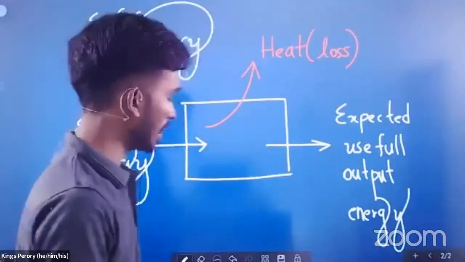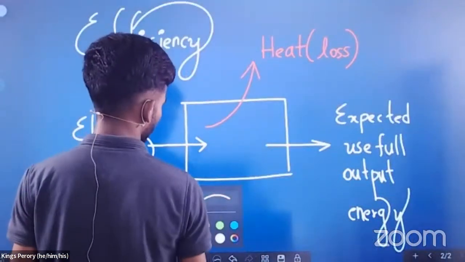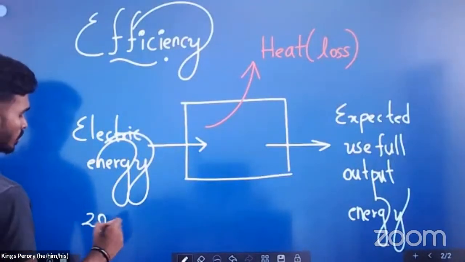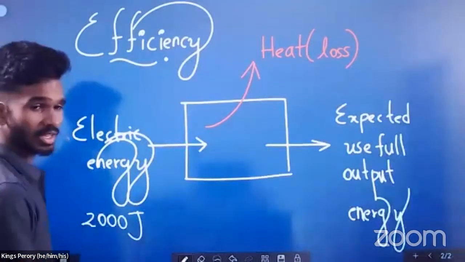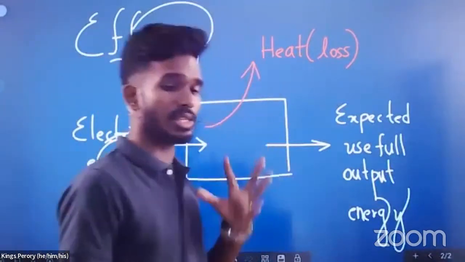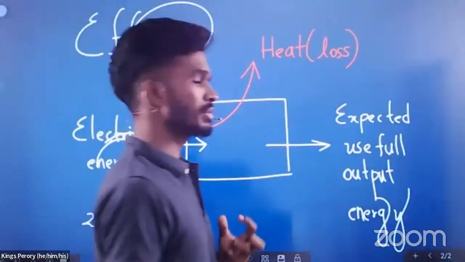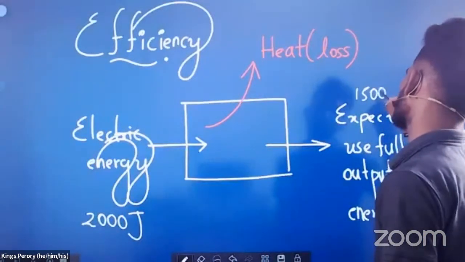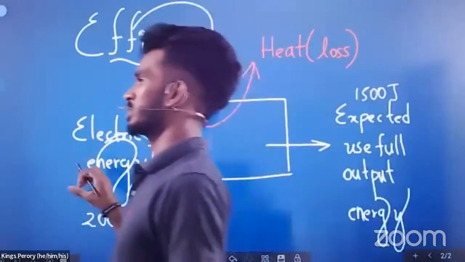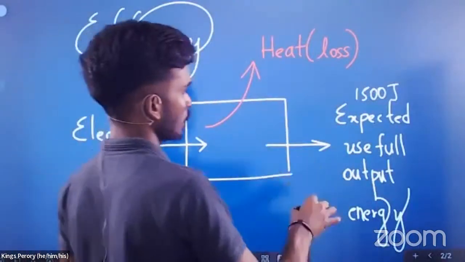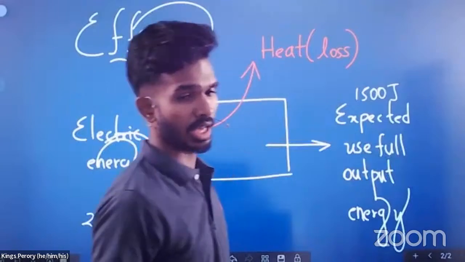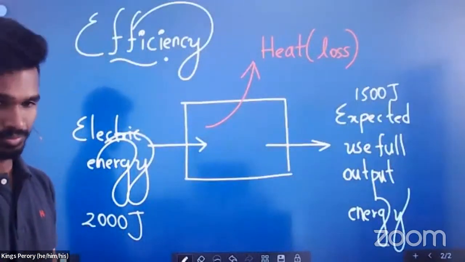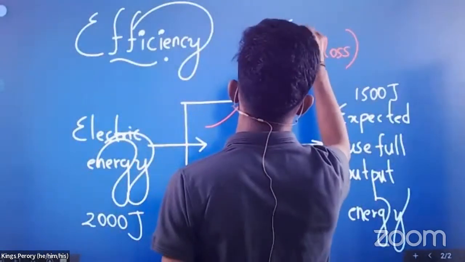Now, for example, let's say you are giving an input of 2000 joules. Let's say the expected useful output energy coming out from that device is 1500 joules. 2000 joules is the input, expected useful output is 1500. Now you all tell me, how much is the loss? 500 joules.